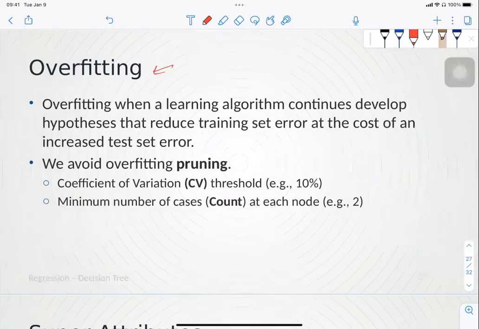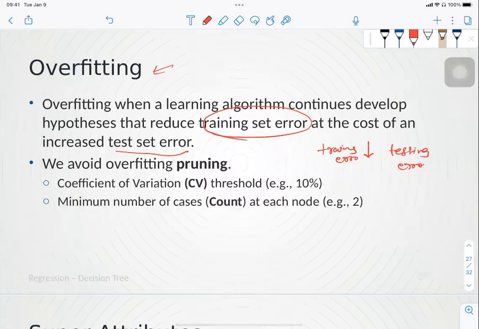Overfitting is when a learning algorithm continues to develop a hypothesis that reduces training set error at the cost of an increased test set error. So we are trying to reduce training error, but it in turn increases the testing data error. This is the basic definition of overfitting, and we can avoid overfitting by pruning.